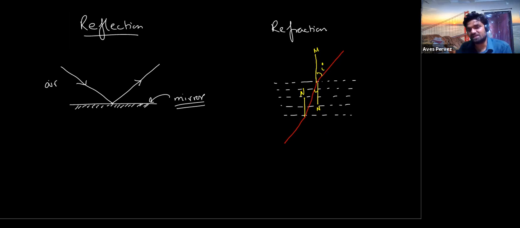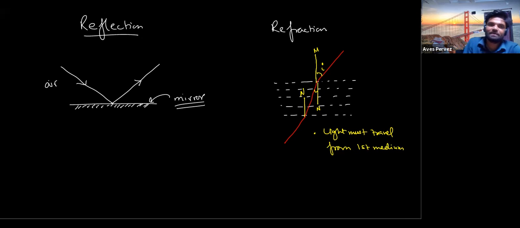What is the condition for refraction? We must have two mediums. One may be air and the other water, or one may be water and the other glass. So light must travel from one medium to another medium. Okay, this is our first condition for refraction.